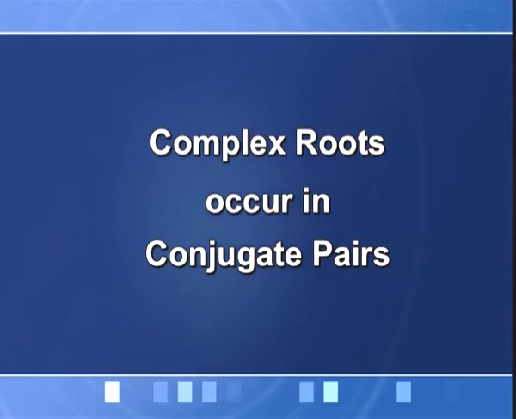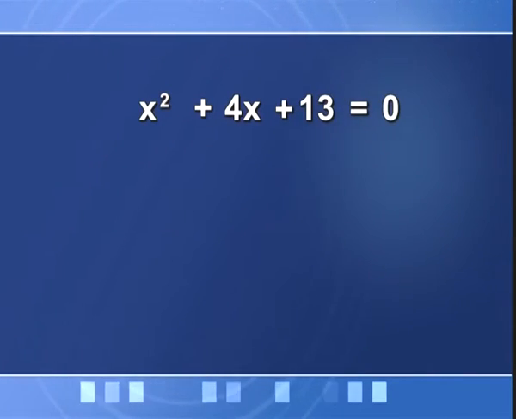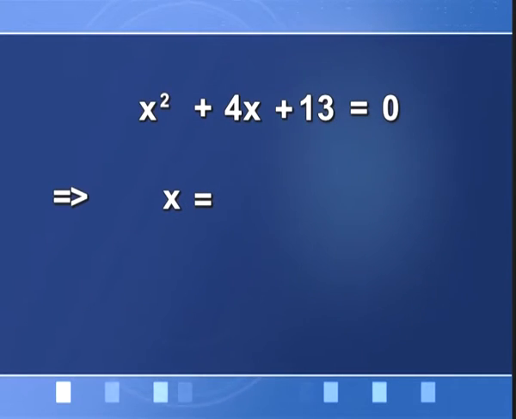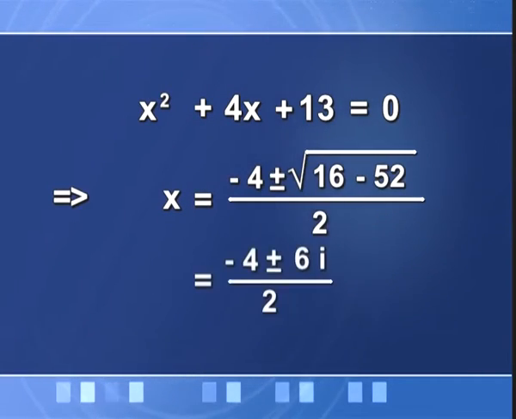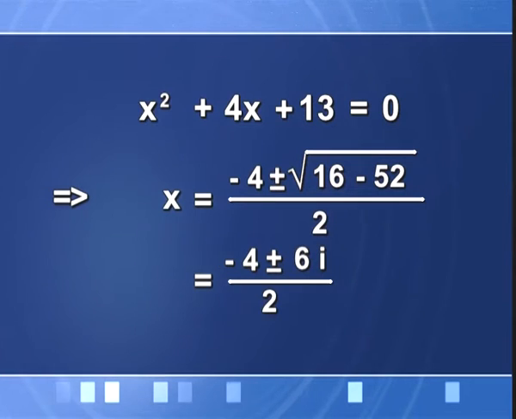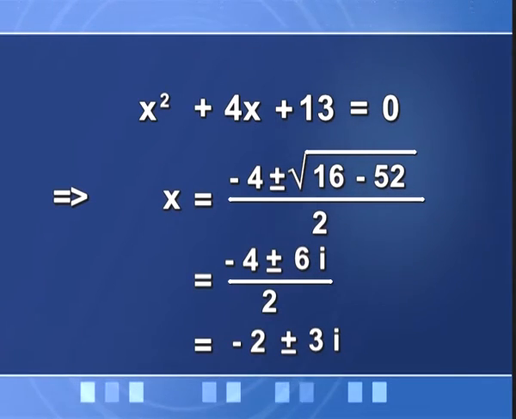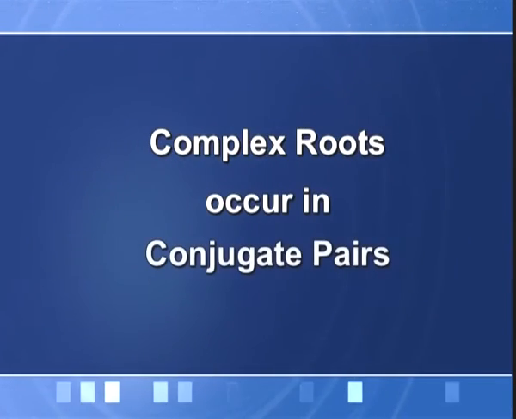Another example, x square plus 4x plus 13 is equal to 0. Once again, factorization may not be possible, but yes, minus b plus minus under root of b square minus 4 ac divided by 2a is possible. We use that relation and find out that x is equal to negative 4 plus minus 6 iota divided by 2, and ultimately the two roots that we get of this equation are negative 2 plus minus 3 iota, again a conjugate pair.